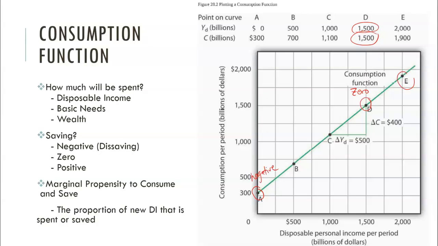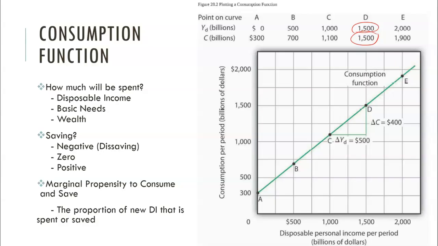At point E, we've got positive saving because we are earning $2,000 and we're spending $1,900. So even though we started out negative, over time, we're going to get to zero, and then we're going to get to some positive level because we're increasing our spending, but not as much as our income increases. And so eventually it catches up.